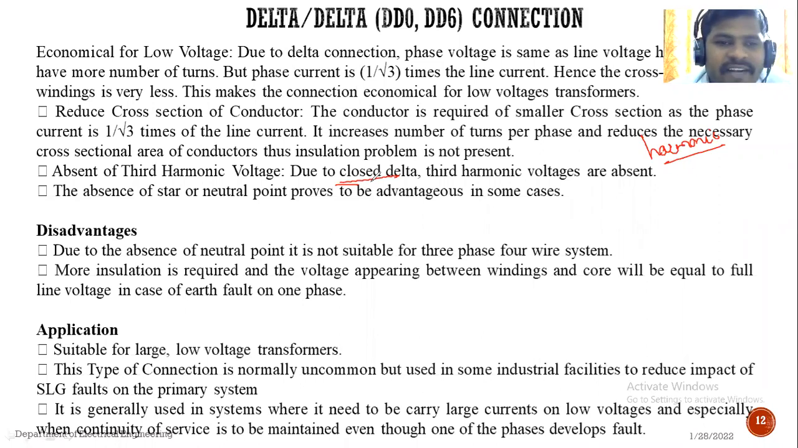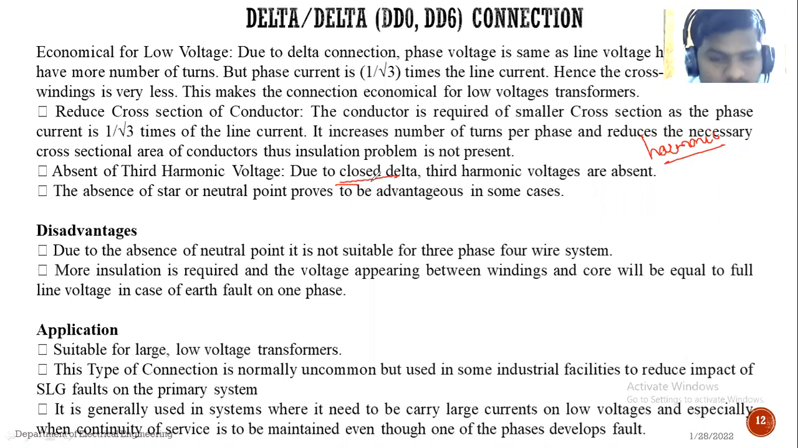And the last advantage is that the absence of star or neutral point proves to be advantageous in some cases. Okay, so in some cases where I do not need a neutral, or neutral connection is not required, in that situation the delta connection proves to be advantageous, right? So these are some of the advantages of these types of connection, that is delta delta 0 connection and delta delta 6 connection.